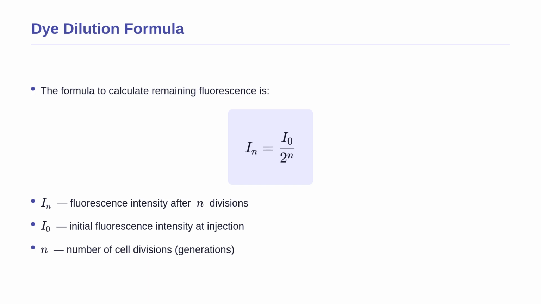The number 2 is used as the base in the denominator because one cell divides into two daughter cells. As the variable n increases, the denominator grows exponentially, which causes the final intensity to decrease very rapidly.